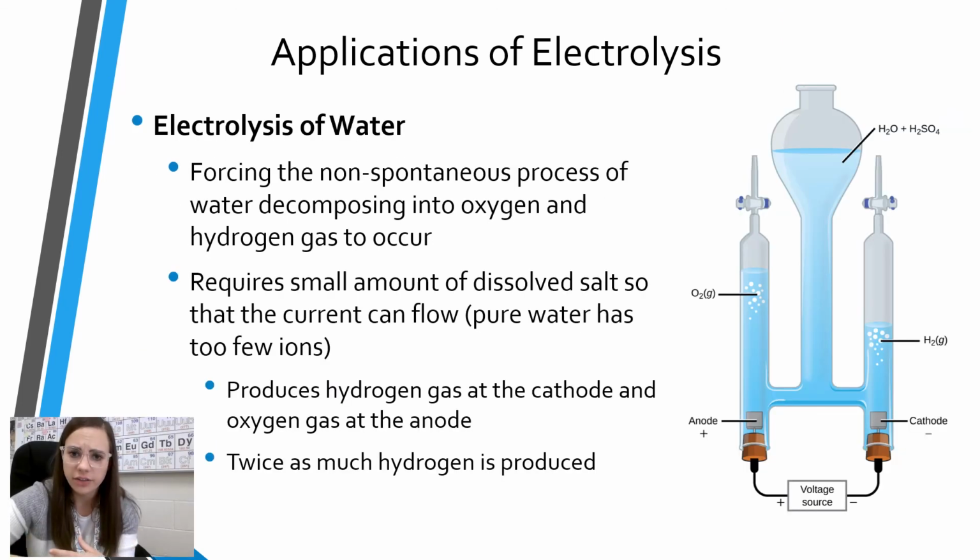Electrolysis of water is another example. It forces the non-spontaneous decomposition of water. We all know and should know that water doesn't decompose on its own, right? We don't have a glass of water sitting on the table and all of a sudden it's oxygen and hydrogen gas. That would be bad. But we can force that to happen with an external input of energy through electrolysis, and this produces hydrogen gas and oxygen gas, and this is how a hydrogen fuel cell would work. We get to produce that hydrogen gas and then use it for energy.